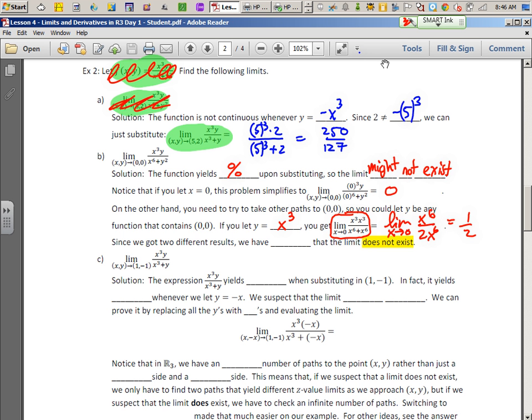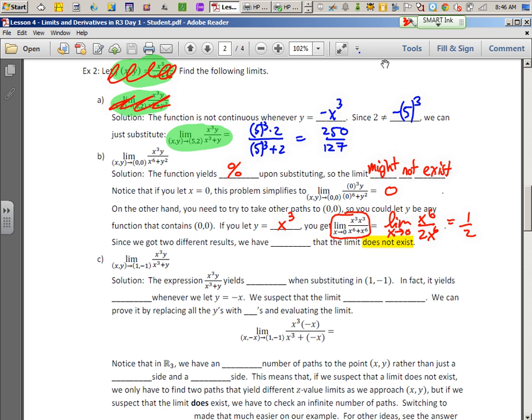I picked a different path that goes right through the origin. y equals x cubed does pass through the origin, you have to admit. Why did I pick it? I thought it'd be interesting to get the degrees to match, top and bottom here. So by picking x to the 3rd, I actually got this very interesting problem. It didn't give me like 0 or something like that. It gave me a half.